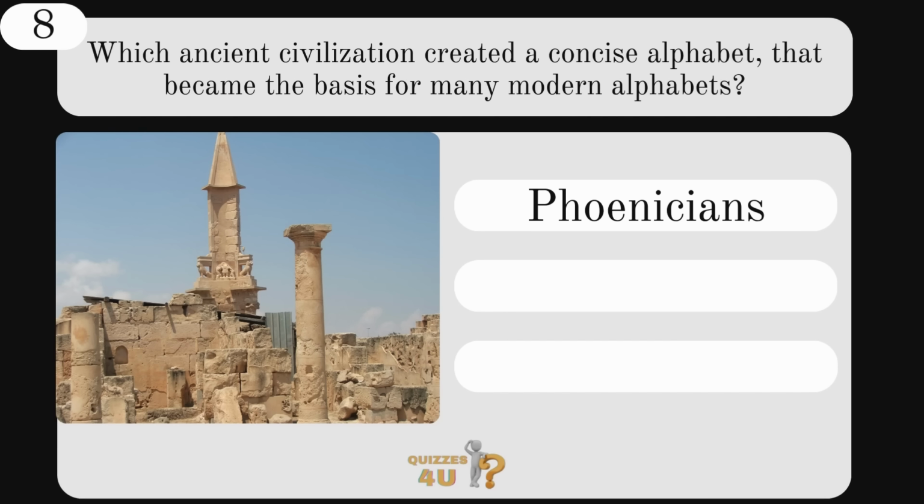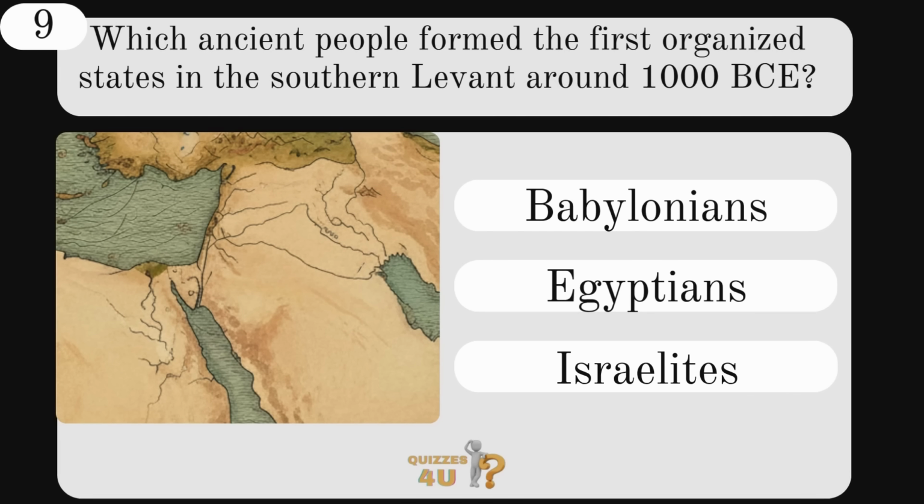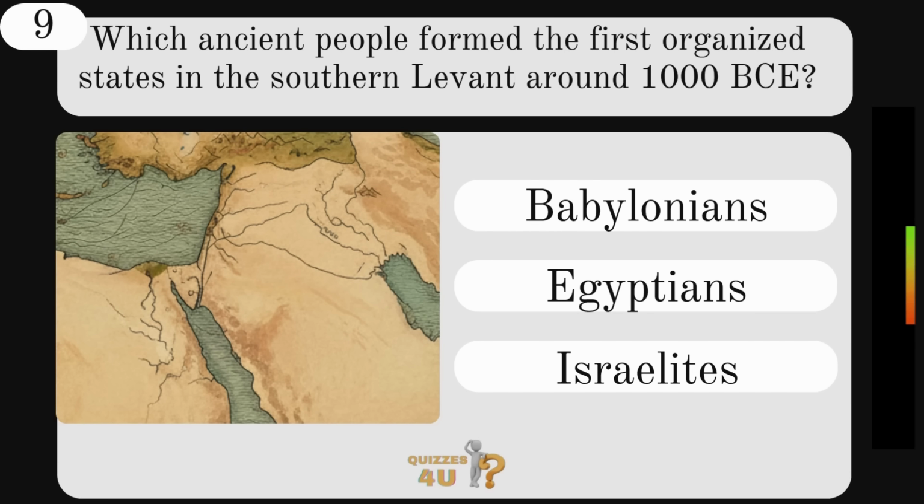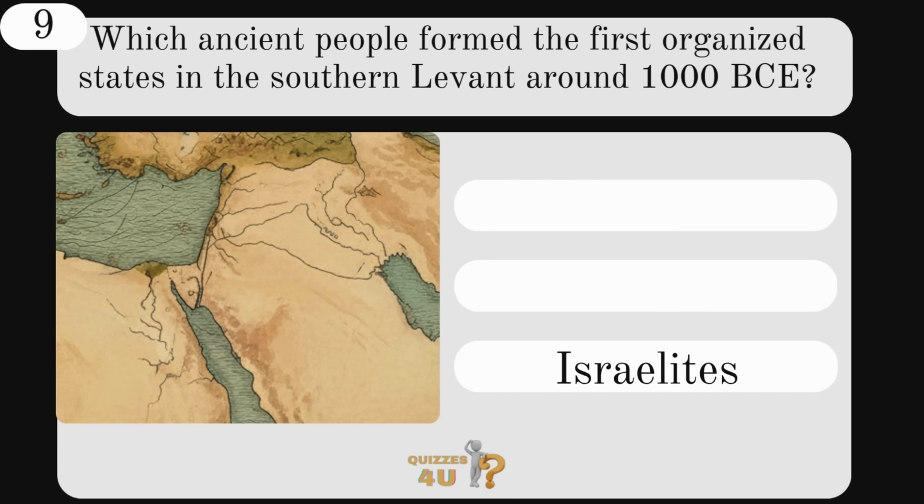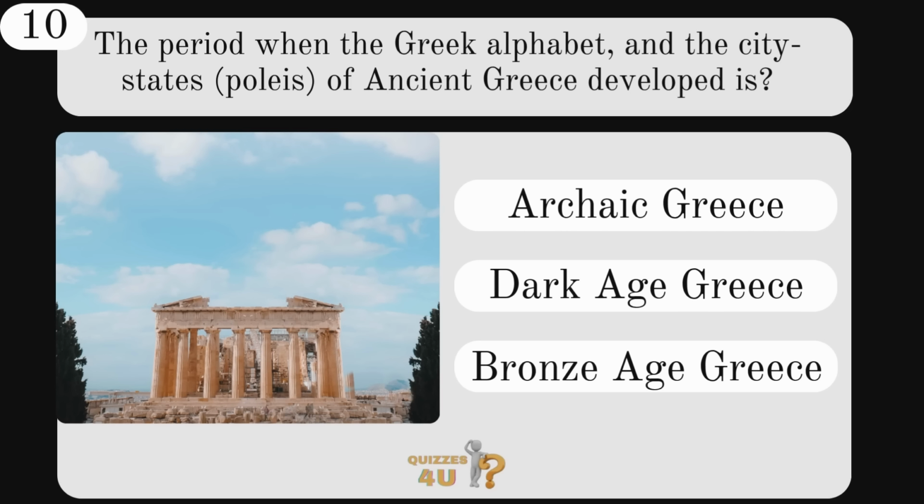It was the Phoenicians. Which ancient people formed the first organized states in the southern Levant around 1000 BCE? The Babylonians, Egyptians, or Israelites? That was the Israelites. The period when the Greek alphabet and the city-states of ancient Greece developed is which? Archaic, Dark Age, or Bronze Age Greece?